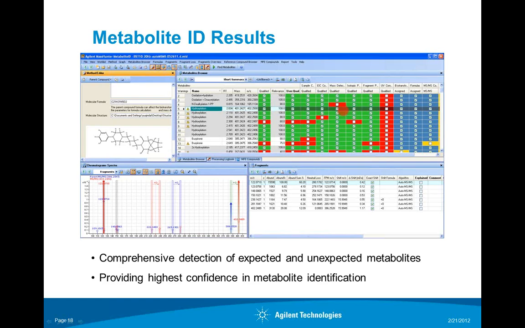In this case, what I found is the initial mass defect window I set up is 40 milliDalton. For N-dealkylated metabolites, the mass defect window value is typically greater than 100 milliDalton. So this explains why this algorithm shows a negative result. This really provides the high confidence in metabolite identification.